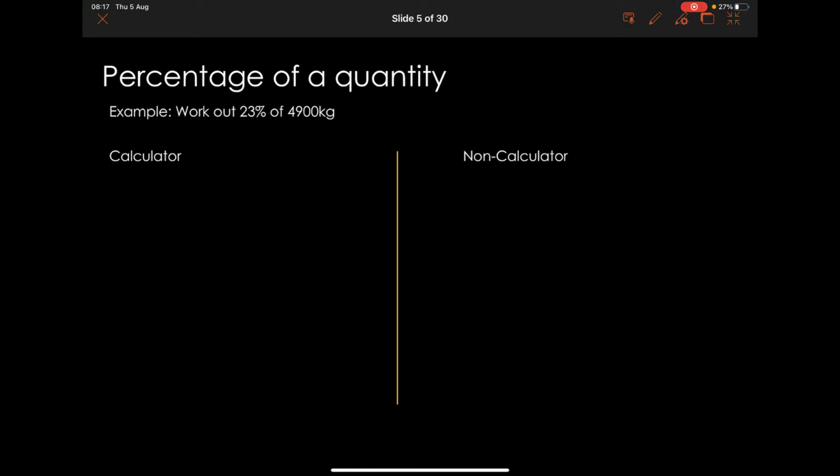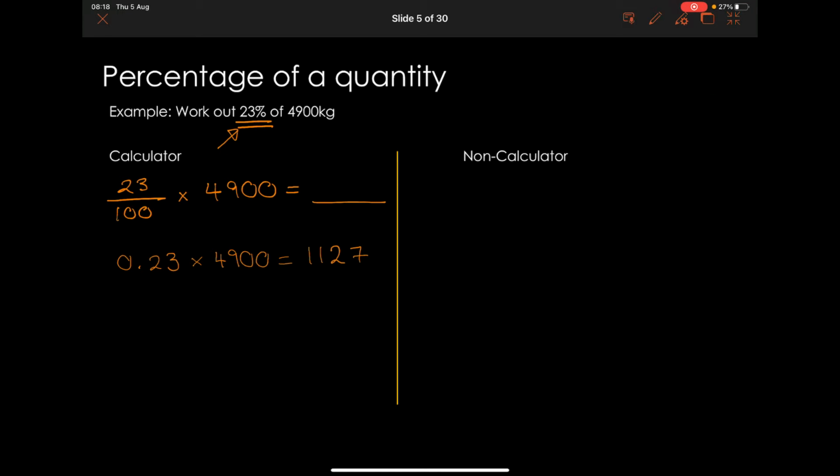Work out 23% of 4,900 kilograms. So 23% then, with a calculator, we could do 23 divided by 100 times by 4,900. And we could type all of that into our calculator to give us our answer. Or we could recognise that we should know that 23% is written as 0.23. So we can just do 0.23 times 4,900. And if we do that on our calculator, we end up with 1,127. So our actual answer is 1,127 kilograms.